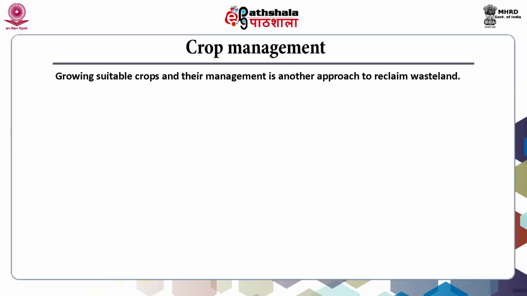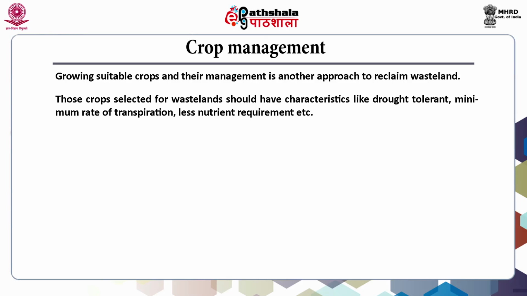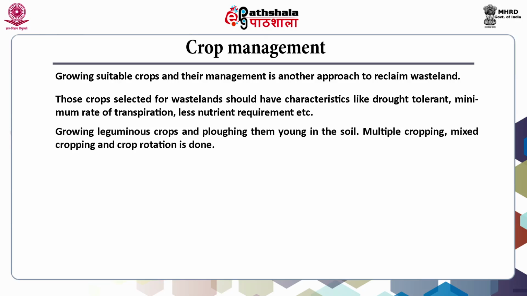Growing suitable crops and their management is another approach to reclaim wasteland. Those crops selected for wasteland should have characteristics like drought tolerant, minimum rate of transpiration, less nutrient requirement, etc. Growing legume crops and plowing them young in soil is a method. Multiple cropping, mixed cropping and crop rotation is done.